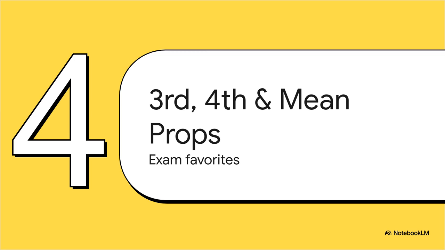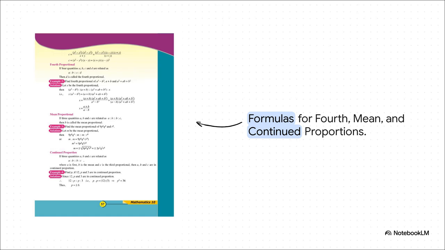All right, Section 4. Third, fourth, and mean proportions. Let's start with the fourth proportional, which honestly is the easiest. If four quantities are related as A is to B, as C is to D, then that last variable D is simply called the fourth proportional. That's it. You solve it exactly the same way we solved that sugar problem earlier.